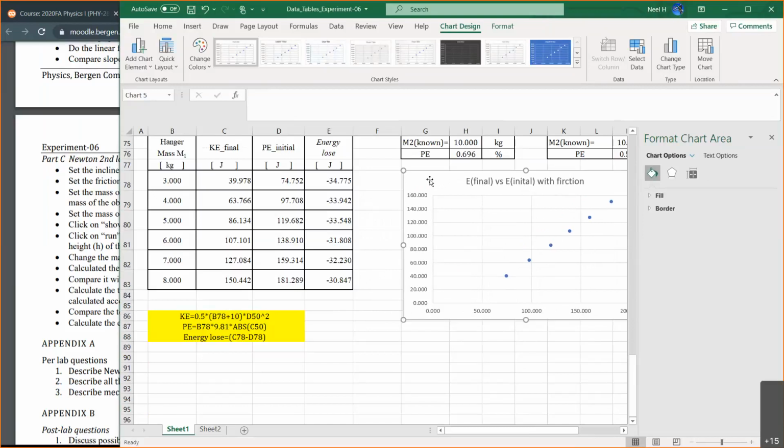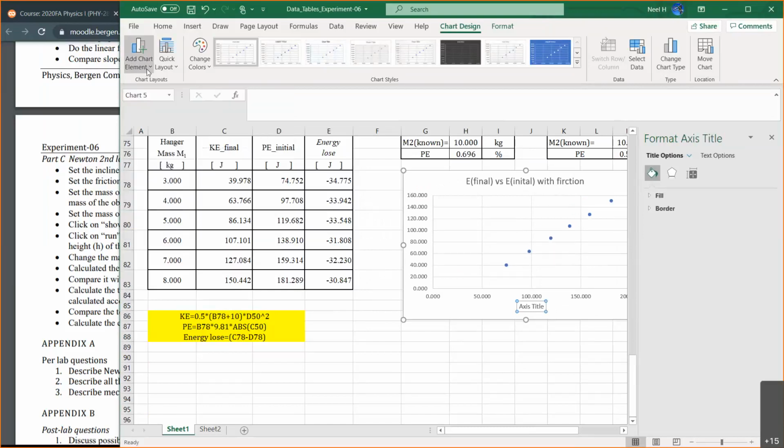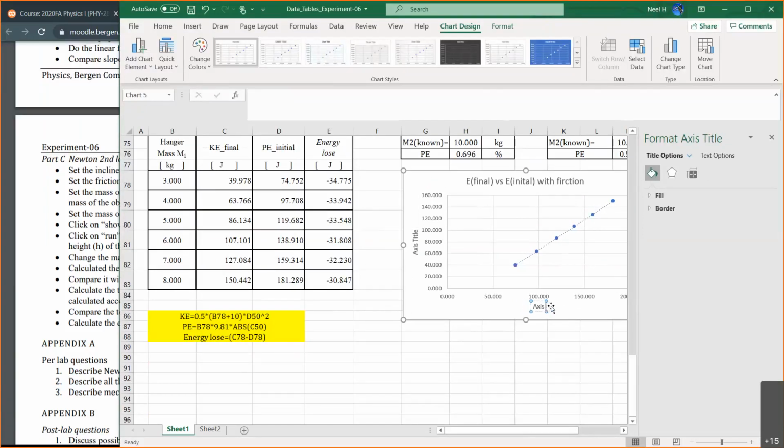Okay, double click the left hand side top chart element, axis title horizontal, axis title vertical. Let's fit the data with the linear fitting, and the x-axis is going to be E initial and the unit should be joule, and the y-axis should be E final and the unit should be joule. And I would like to see the fitting parameter, right?